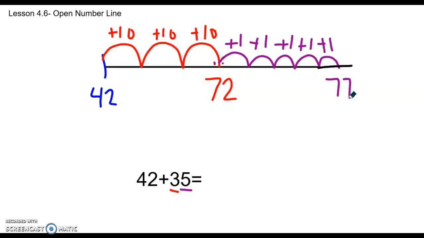And that is the answer to our problem. 42 plus 35 equals 77. And that is how we use the open number line strategy to add two two-digit numbers.